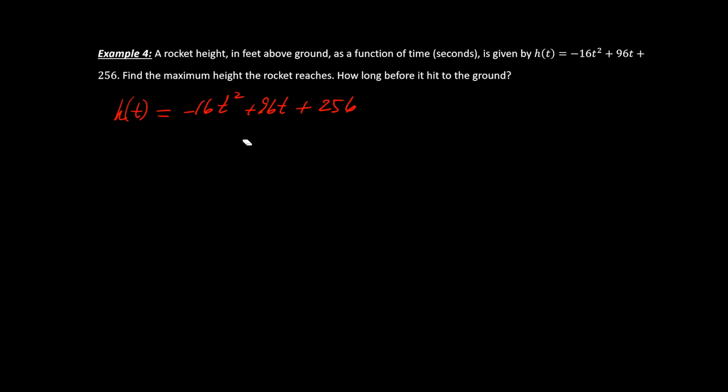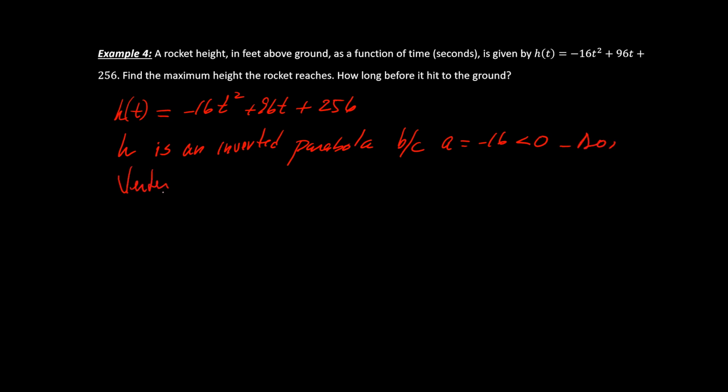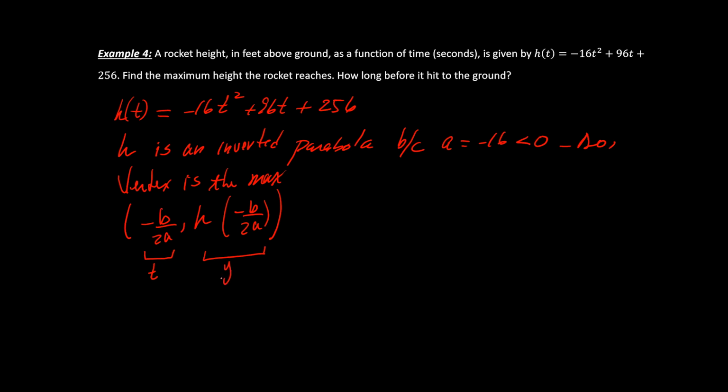Well, again, if we look at this, h is an inverted parabola because a is negative 16 and less than 0. So the vertex is the max. And remember what the vertex is? Negative b over 2a. In this case, h at negative b over 2a. This is the time. This is the height, if you want to call it y, whatever. H. Okay? This is the function.